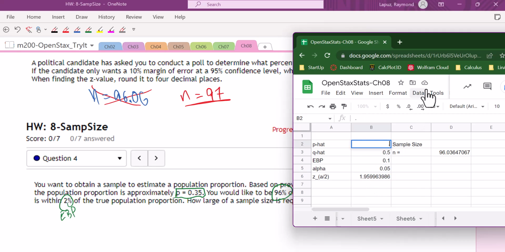So the p hat was 0.35. You can see that the q hat changed to 0.65. We also need to change the error bound for the proportion, now at 2%. So I need to change this to 2%, which translates to 0.02. And then our alpha is 0.04 because this is 96%. So we want to change this to 0.04. And then our alpha changed, our q hat changed, and more importantly, we got a new sample size.